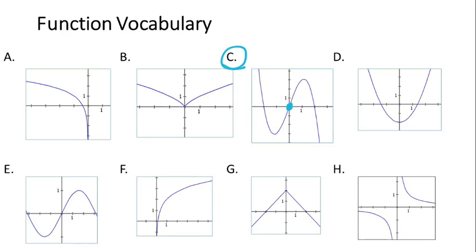D, I don't have a concavity change. E, again, changing from concave up to concave down, right there at the origin. F is always concave down. G has no concavity. And H, it does change from concave down to concave up, but there's no inflection point there at x equals 0 because on that graph we've got a vertical asymptote there. So my only answers to this question are C and E.